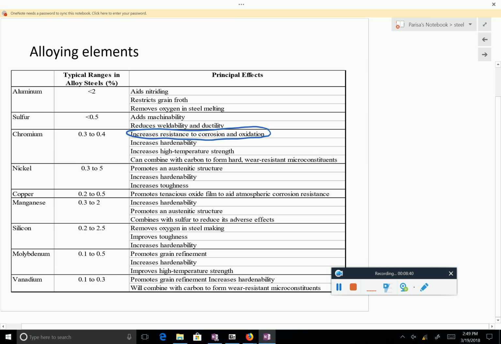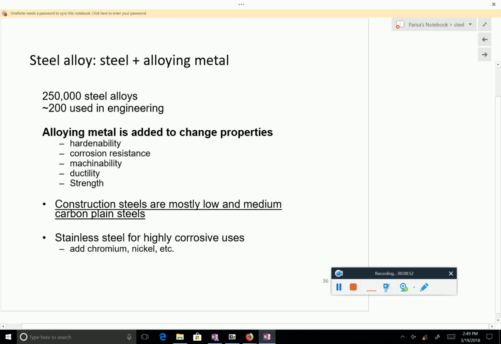So you can see that there are other sorts of properties that you can promote by adding other elements. I won't go through it. This is a table. You can go and check it out. So sometimes you add other elements. And when you buy a certain type of steel, you know the composition. They give you what type of alloying elements you have and what type of properties you can expect. Okay.